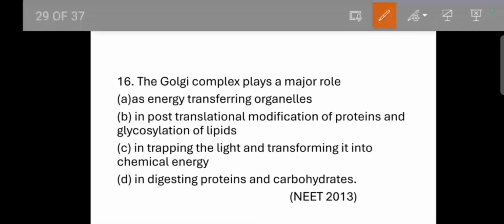The second one is the post-translational modification of proteins and the glycosylation of lipids. So the protein is developed by the ribosome and the mRNA.